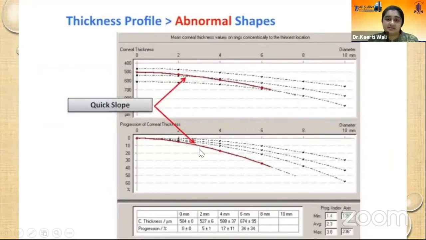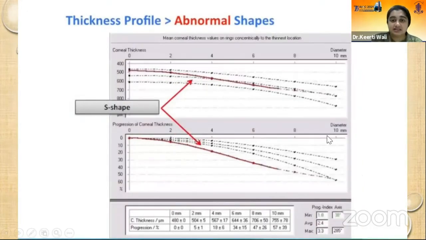This is an abnormal shape wherein the slope is very quick. It is falling very quickly before even reaching the 6 mm zone. Here you can see the average is 2.3. This is characteristic of corneal ectasias. This abnormal zone is showing the S shape, and the S is happening before reaching the 6 mm.